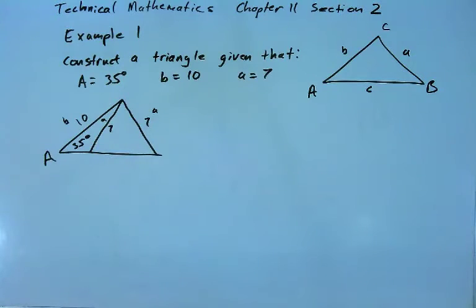And so there's two different options here, and we're not entirely sure which one is correct. In fact, they're both correct. Right? There's two different triangles that we could draw that satisfy this given information. And so there's two answers here.